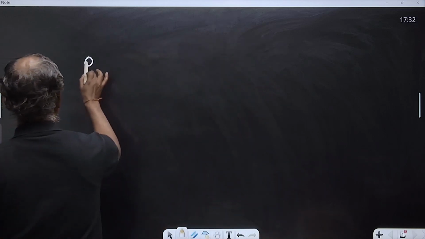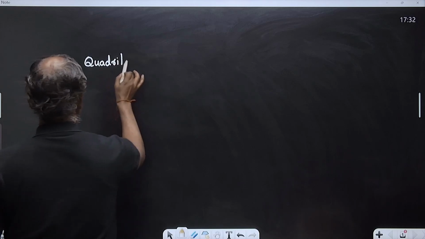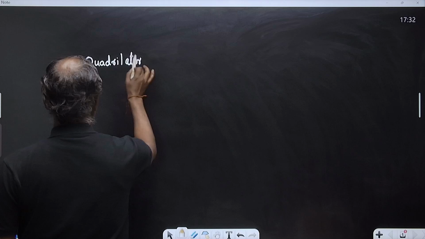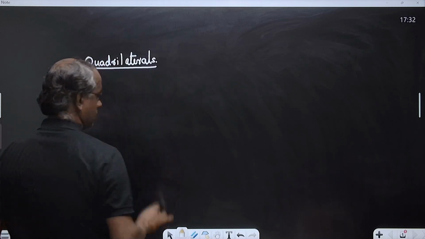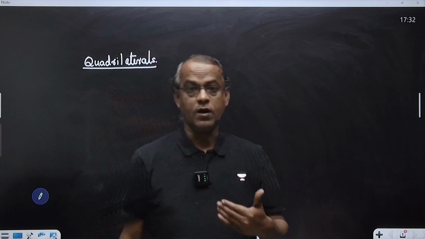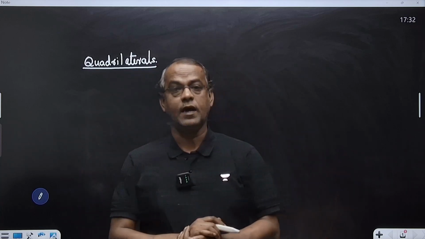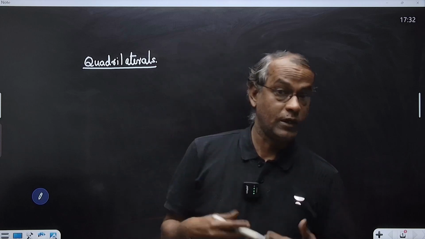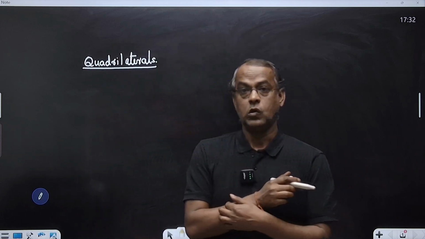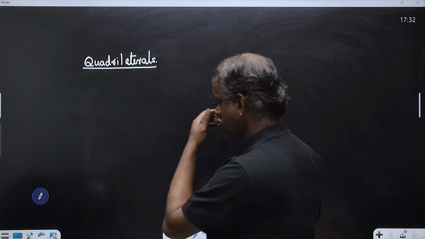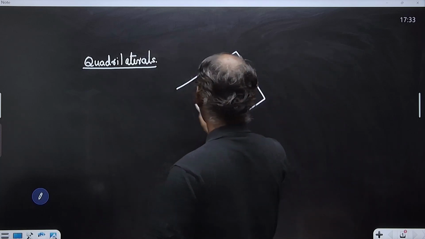today's topic is quadrilaterals. Once we are through with quadrilaterals followed by circles, then we would be covering the variety of problems that will actually be appearing in the examination. Okay. Now, a quadrilateral is a polygon of four sides.